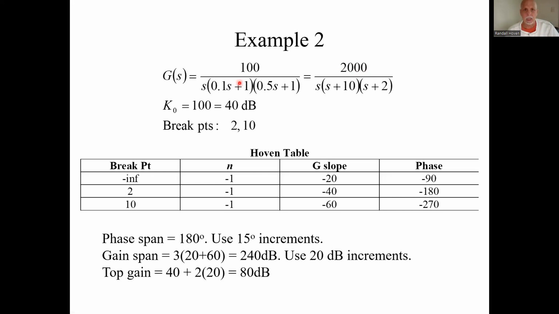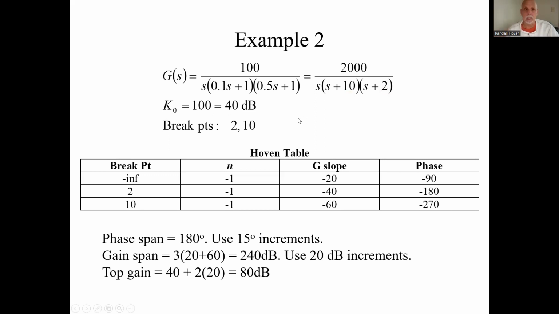Let's see, in either case, you plug in 0 for s. So that'll be 2,000 over 20, which is 100 dB. That's 40 dB. Power of 2 times 20, 40 dB. The breakpoints are 2 and 10.